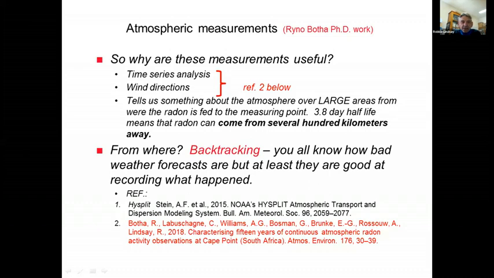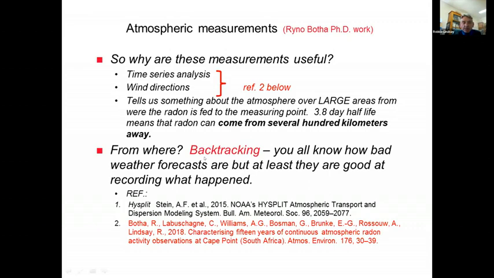What I think is the most important one is this third bullet point there. What it tells us is not something about the atmosphere just around this area, because radon has a 3.8 day half-life, so it can travel quite far in 3 days. I mean, if you think of the wind speed of 10 kilometers an hour, in 3.5 days, it travels a huge distance. So you actually learn something not just from the local area, but from where it's come from.